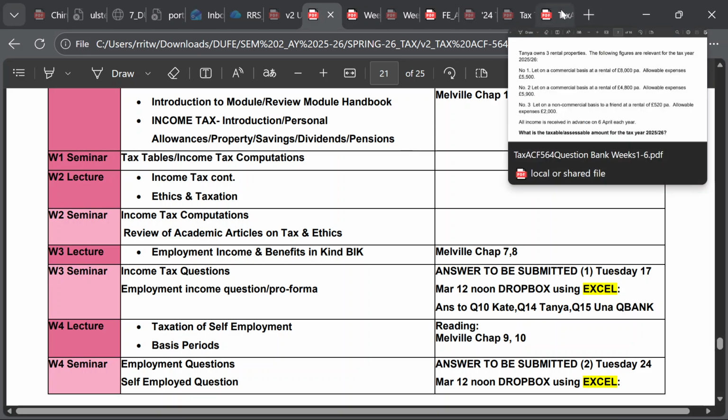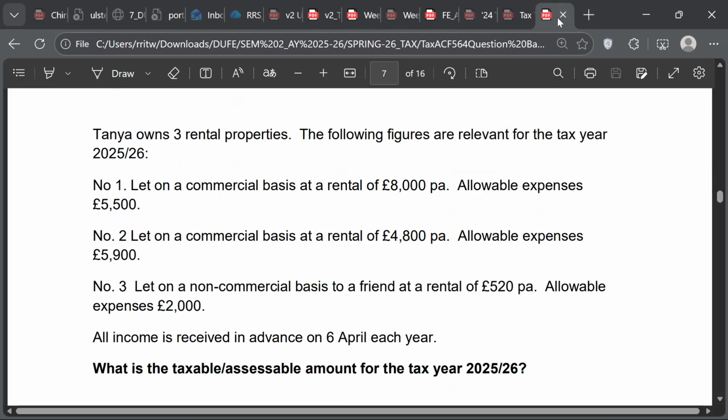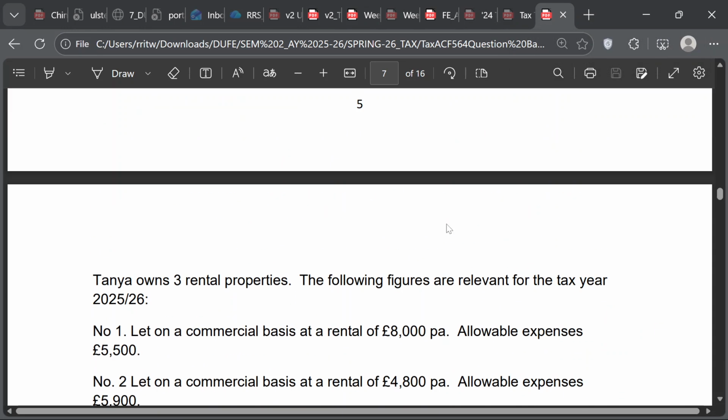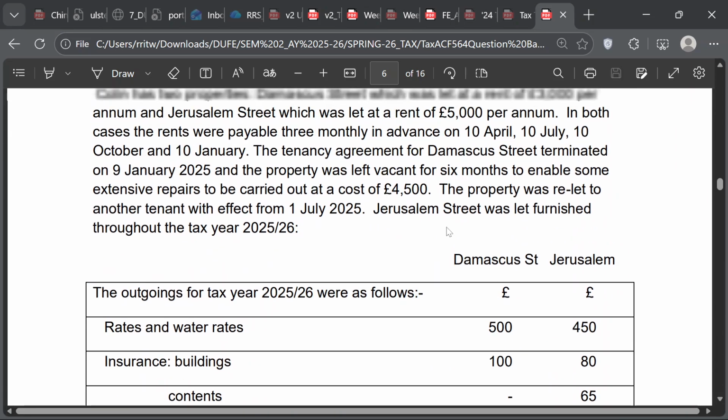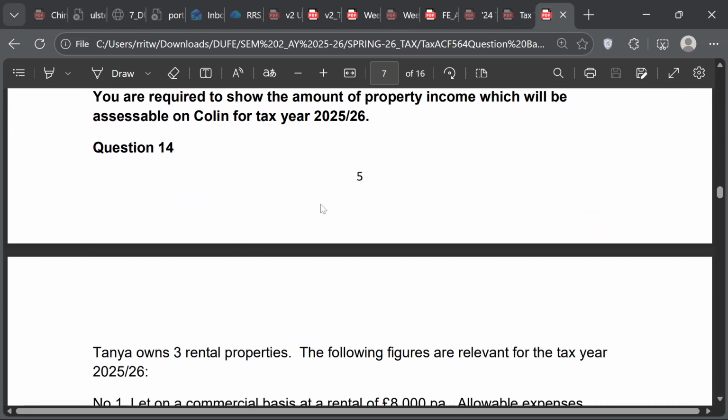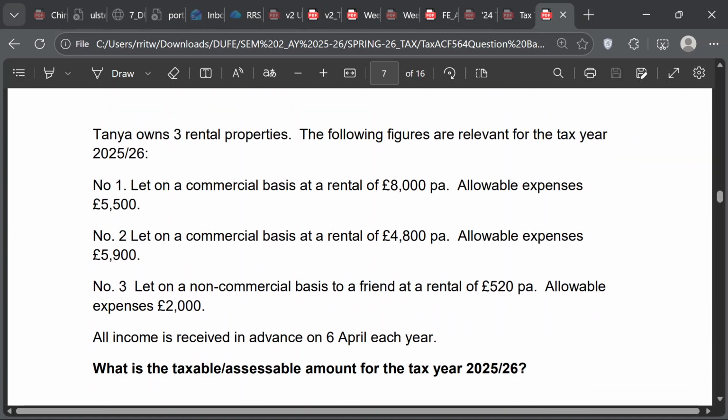So we go to this file, which is called question bank file 1 to 6. Okay, we identify question numbers 10, 14, and 15, and one by one we'll answer them. I'm just showing the process for question number 14, and you can figure out the same process for questions 15 and 10.